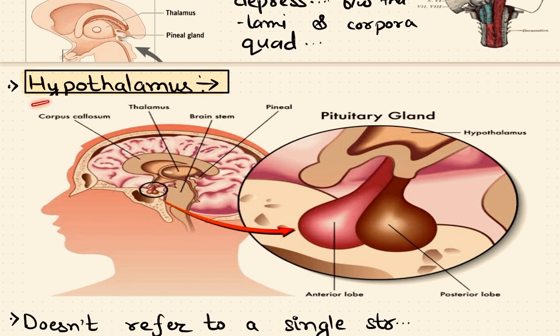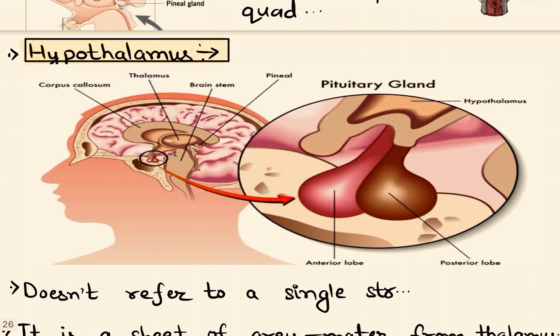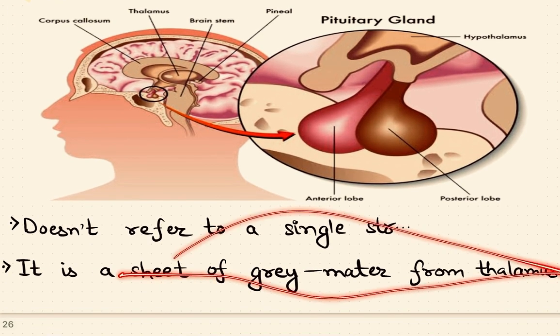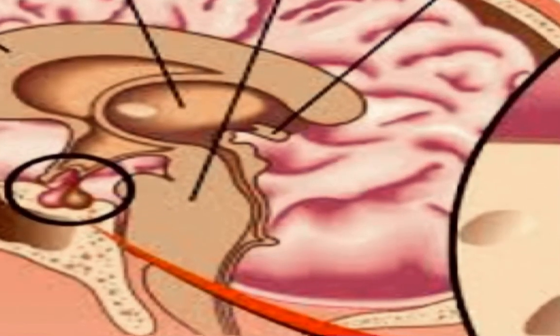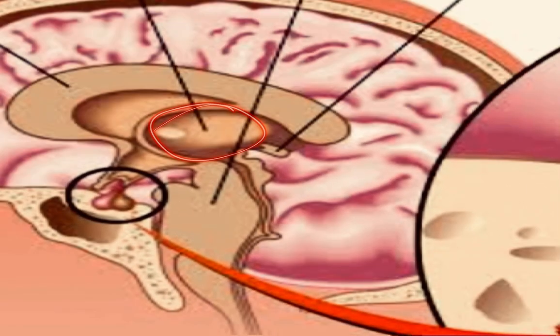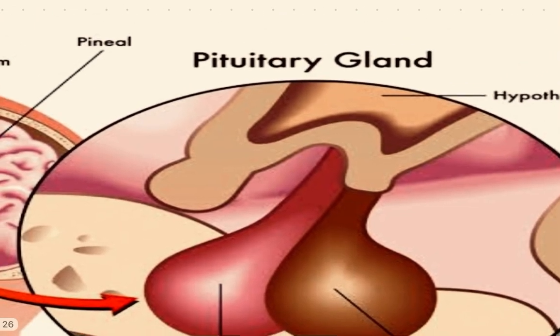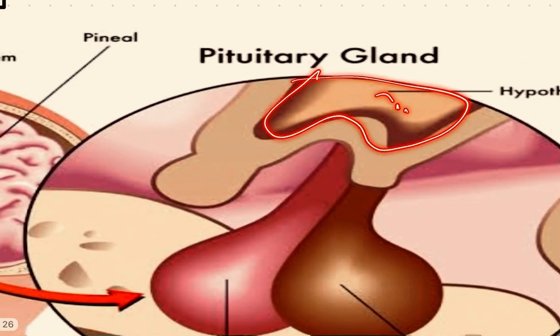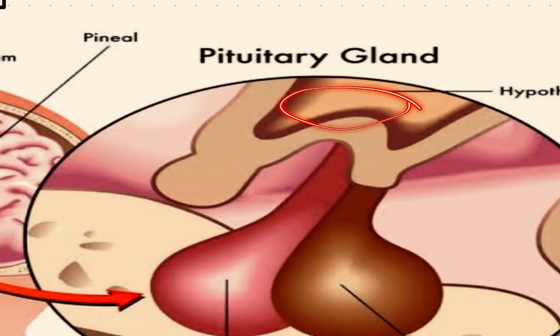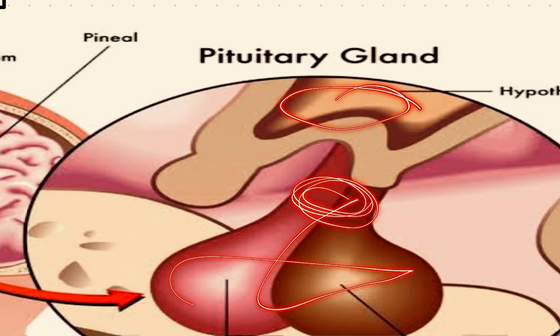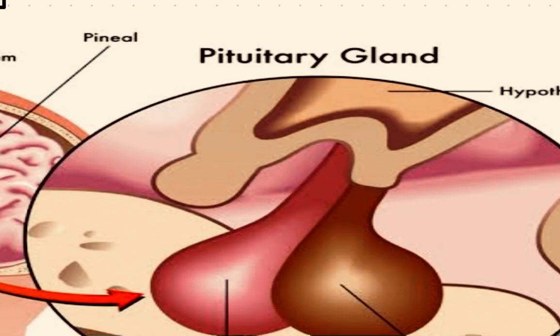Okay, now finally, what is the hypothalamus? It is a sheet of gray matter from the thalamus. You can see this is the thalamus, and from this thalamus a sheet is originating, and this is the pituitary gland. This sheet is known as hypothalamus, and we have this pituitary gland. This is infundibulum. It's a kind of sheet.